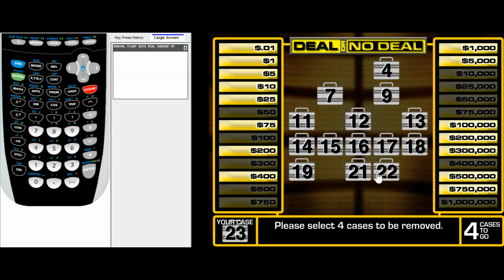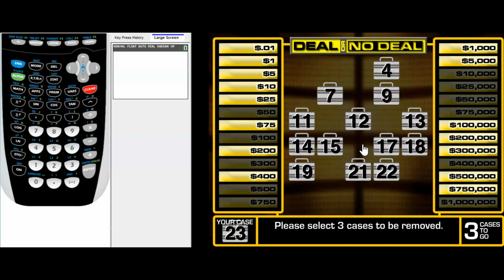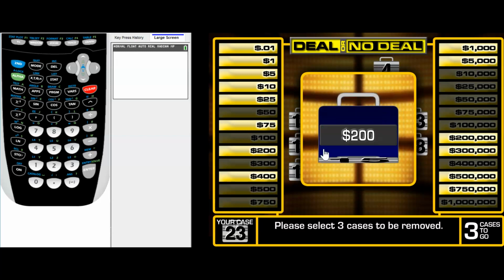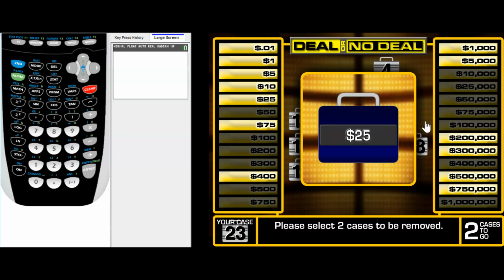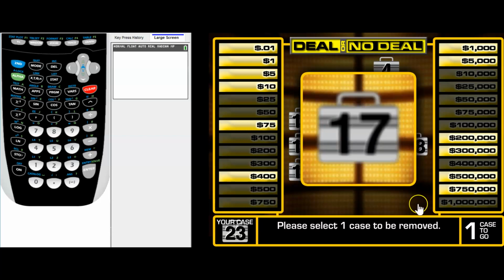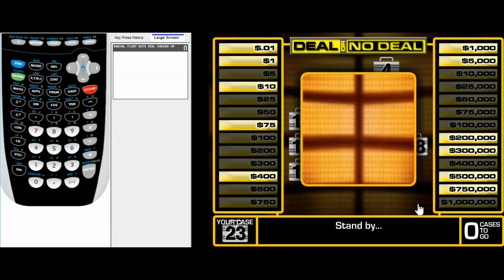Let's hopefully eliminate some of the cases on the left side again. 4 cases this time. Let's go 16, 15, 13, and 17. Okay, so that was actually really good there.